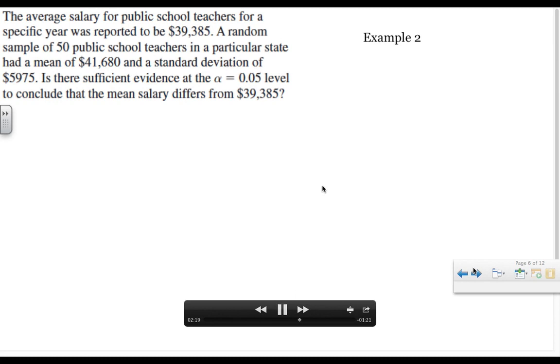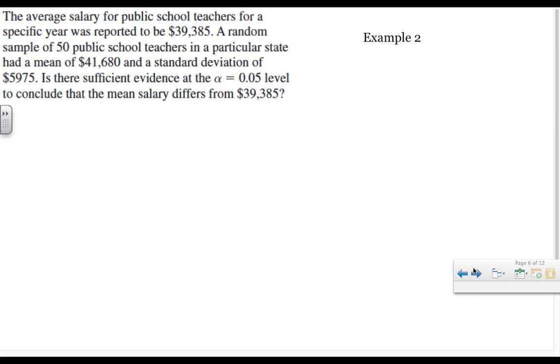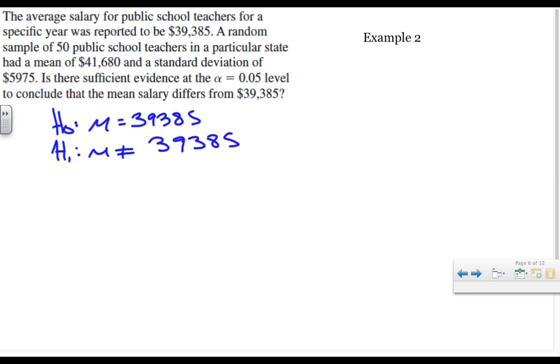Okay. So our H naught is that the mean is equal to 39,385, and our alternative hypothesis is that the mean is not equal to 39,385. So for a two-tailed test at alpha equals 0.05, our z-value, sorry, we're not at t yet, t's tomorrow, is 1.96, okay? This should sound familiar because this is a two-tailed test, which is basically like a confidence interval.